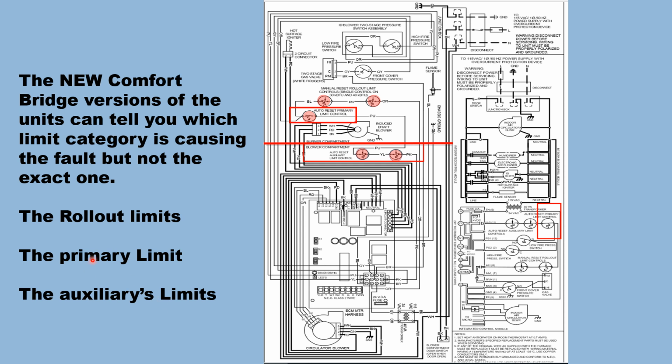Now, the primary limit and the auxiliaries are all in series there, as you see right here. So it's not going to tell you which one of those it is. And your two rollouts, they are in series as well, because remember, control circuits are series circuits, and your load circuits are parallel circuits. And we'll discuss that in a second.